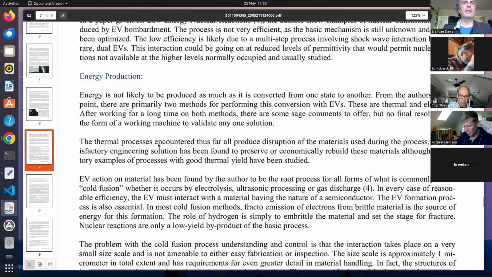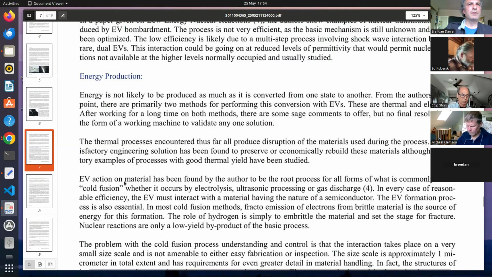The thermal processes encountered thus far all produce disruption of the materials used during the process. No satisfactory engineering solution has been found to preserve or economically rebuild these materials, though laboratory examples of processes with good thermal yield have been studied.